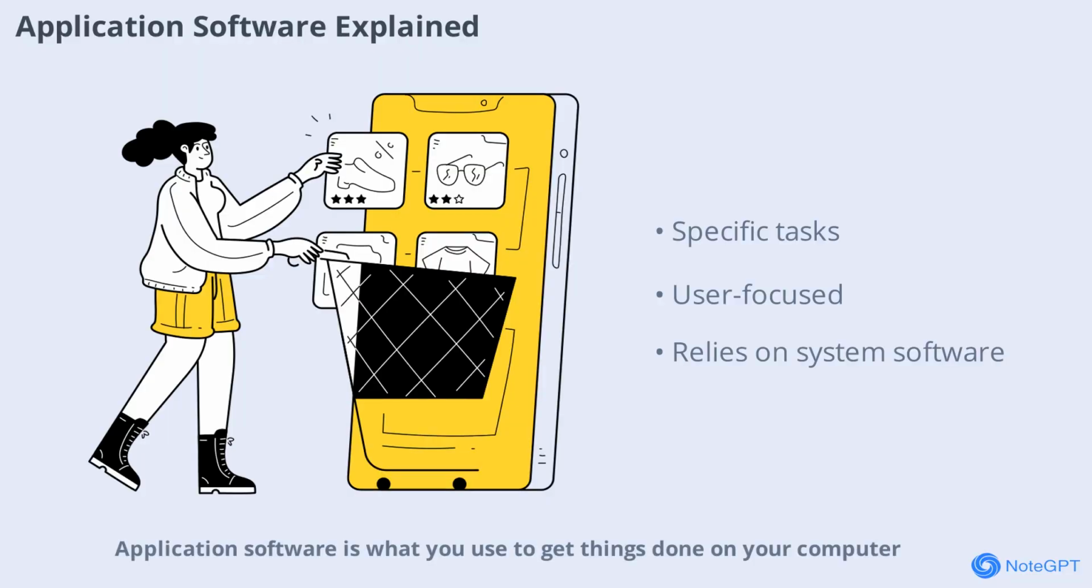Application software is what you use to get things done on your computer. This includes word processors, spreadsheets, web browsers, games, and more. Each application is designed for a specific purpose, making your computer a versatile tool for work, creativity, and entertainment. Application software relies on system software to function, and together they make your computer truly useful.